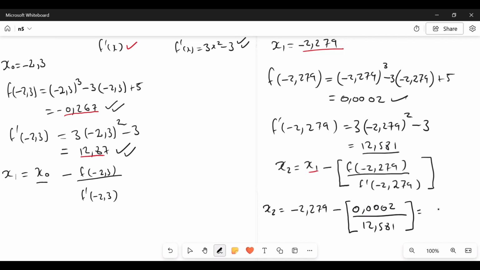Then you insert this into the calculator. The answer I'm getting here is negative 2,279. So it doesn't change as much. As you can see, this here is x2, the same as this one here, x1. Basically, this method that we just used is to get the root or the x-intercept closer to the correct one. Since it doesn't change that much, it means that our answer is actually negative 2,279. This here, guys, is how you do it.